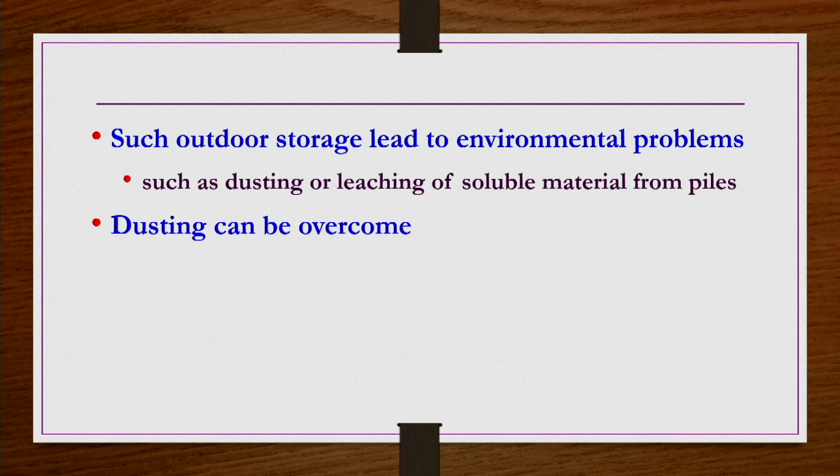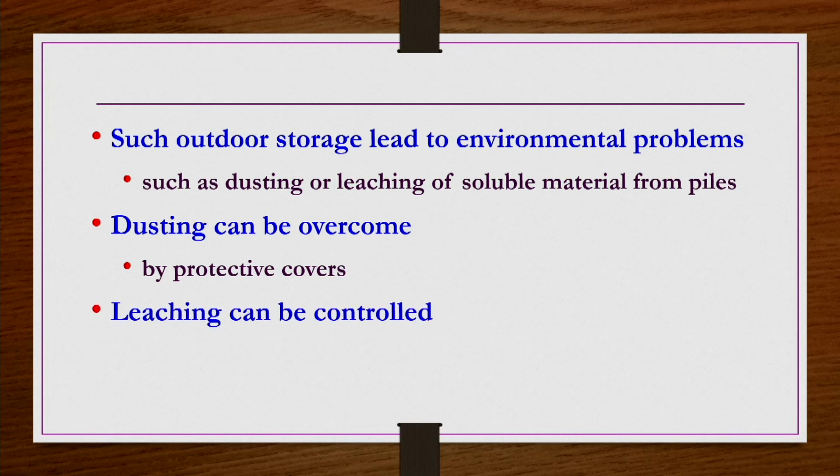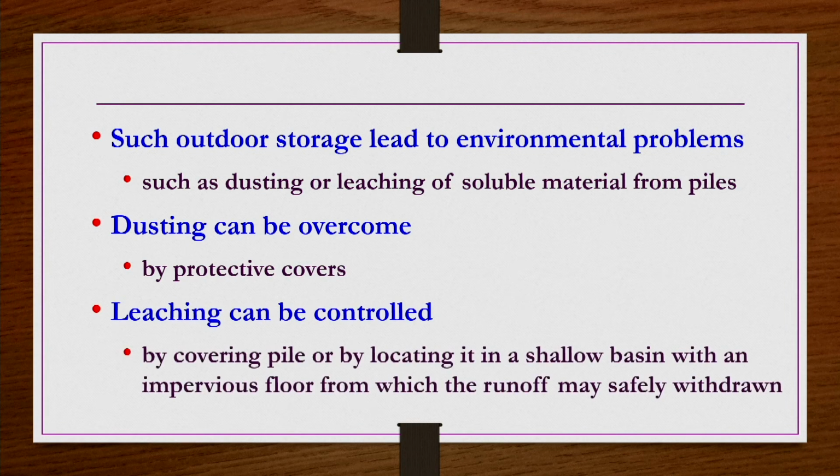So, dusting can be overcome by protective covers. Whatever piles that you have, you can cover with a protective cover so that dusting can be reduced. And then leaching can also be controlled by covering the pile or by locating it in a shallow basin with an impervious floor from which the runoff may safely withdraw. The surface has to be impervious so that the soluble material from piles should not get into the earth surface and cause soil pollution. So, that way you can have an impervious floor, pour that material and then cover them. That way both dusting and leaching can be controlled.